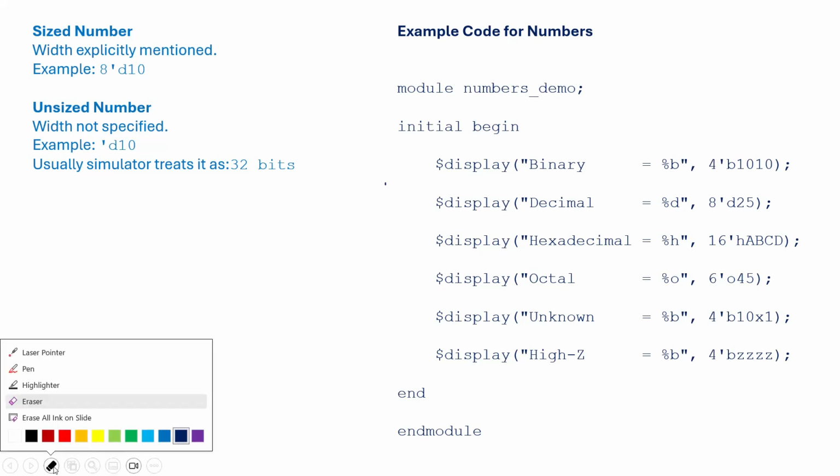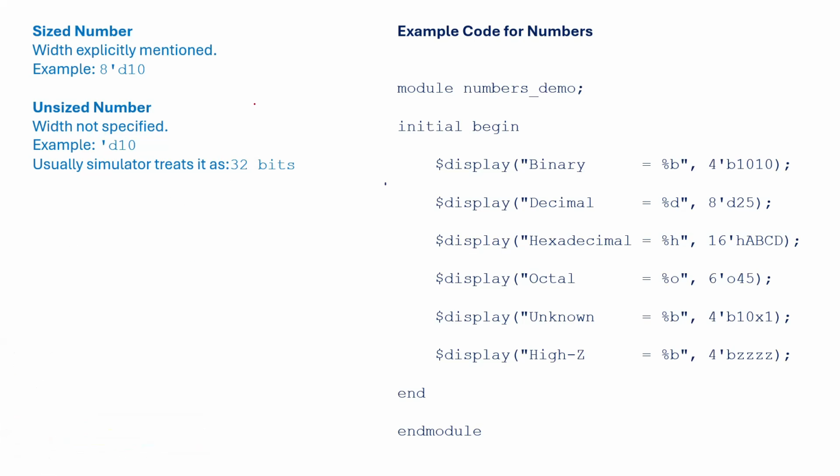Negative numbers are also possible. Suppose I want to represent some negative number, so minus 8'hD10. This is also possible. And don't represent 8'hD minus 10. This is wrong. Your sign should be represented outside the size of your number.